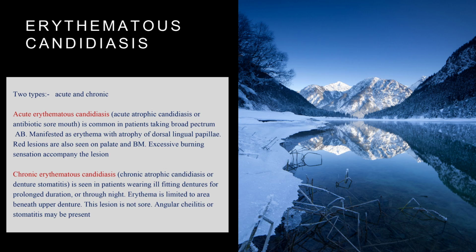Now we're gonna talk about the second type, which is erythematous candidiosis. It comes in two types, acute and chronic. The acute one is called acute atrophic candidiasis because there will be atrophy of the lingual papillae. The other name is antibiotic sore mouth because the cause is antibiotics, wide spectrum specifically. It is common in patients taking broad spectrum antibiotics, and it manifests as erythema. This erythema would be on the dorsal surface of the tongue, the palate, or the buccal mucosa. The patient will feel an excessive burning sensation.